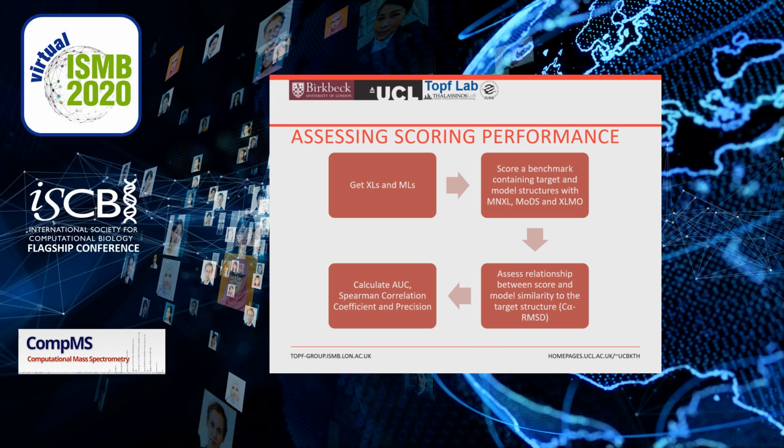So that gives us this pipeline for scoring performance. We can, first of all, get our crosslinks and monolinks, and then we will score a benchmark containing a target structure, which has 300 suboptimal decoy model structures.